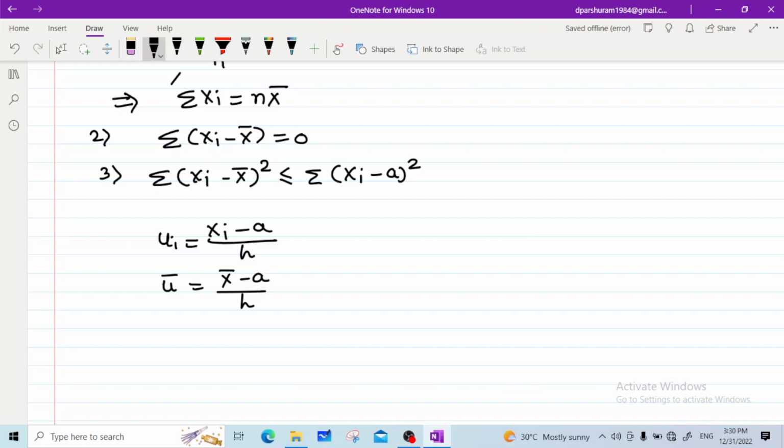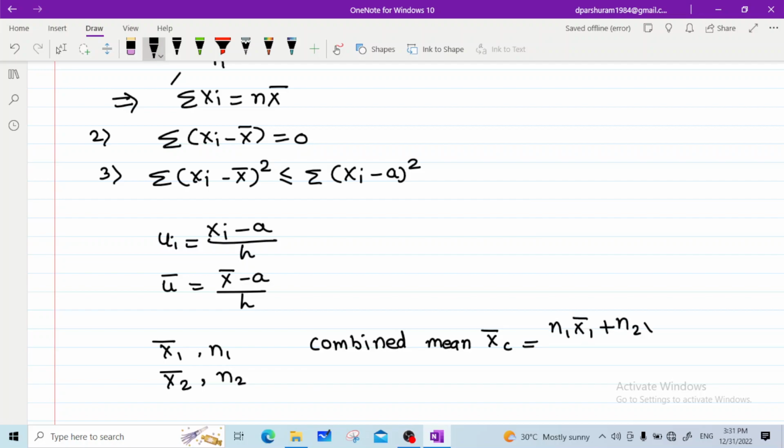If x1 bar is the arithmetic mean of first group with size n1, and x2 bar is the arithmetic mean of second group of size n2, then the combined mean xc bar is given by the formula (n1 x1 bar plus n2 x2 bar) divided by (n1 plus n2). Okay.